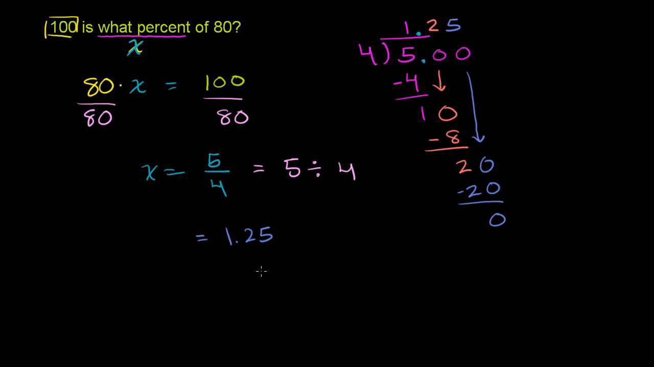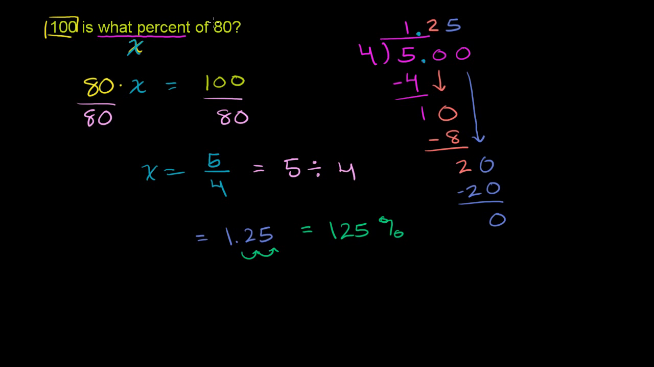So to write it as a percent, you literally just have to multiply this times 100, or shift the decimal over twice. So as a percent, if you just shift the decimal over twice, this is equal to 125%. And that makes complete sense. 100 is 125% of 80.